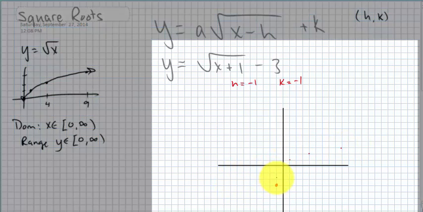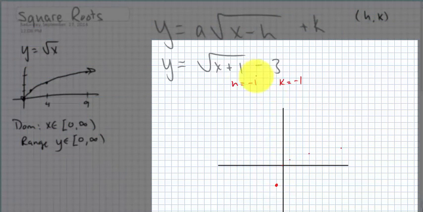Like that, but now they're going to be shifted back 1 and down 3, just like this vertex was. So this point gets back 1, down 3. Back 1, down 3, this one back 1, down 3, and there we go. There's our new square root graph that's been translated, shifted because of this addition and subtraction. What's the domain? What's the range?